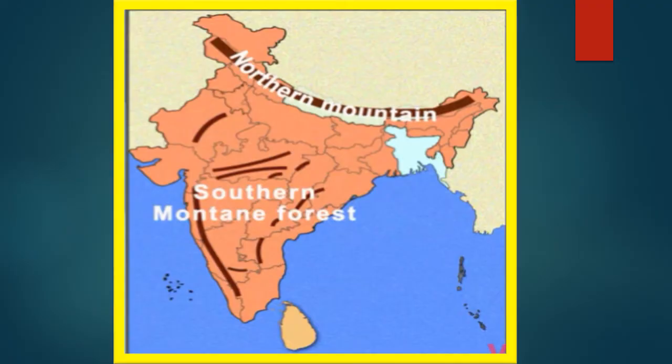So children, here you can see on this map we have the northern mountains, that is the Himalayan range, right from northwest to northeast, and in the south we have the Western Ghats, the Nilgiris, the Vindhyas, the Satpuras. Here we have the Aravalis, Maikal range. So we have mountains in the south as well as in the north.